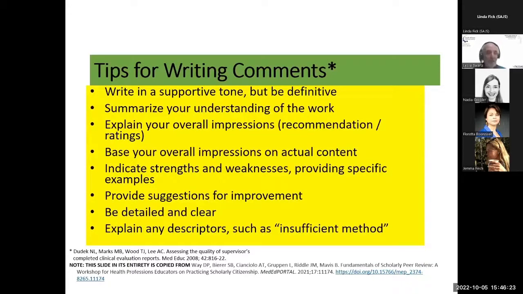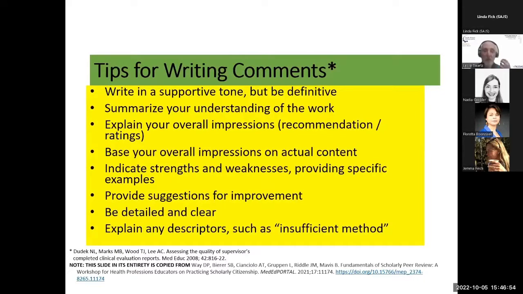In summary, this is not my slide. I've taken it from Wray et al. And it just repeats what my colleagues have said. Write supportively, but be clear. Summarize what you as a reviewer understand of the work. Explain why you've made your recommendations or ratings. Base your impressions on actual content. So show the author why you are making the decisions that you make.